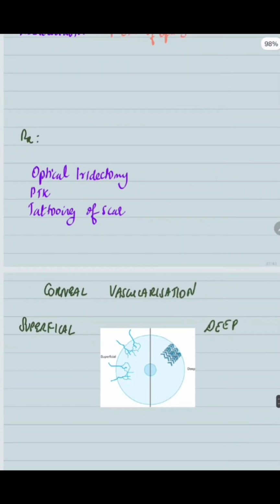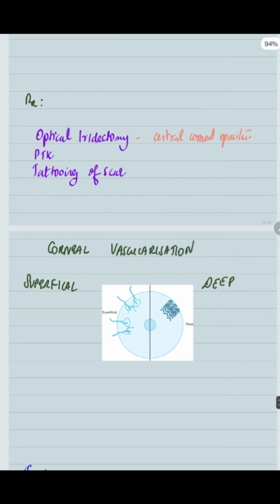Now coming to treatment, optical iridectomy can be done in central corneal opacities, provided vision improves with pupillary dilatation. Phototherapeutic keratectomy and tattooing of the scar can also be done.